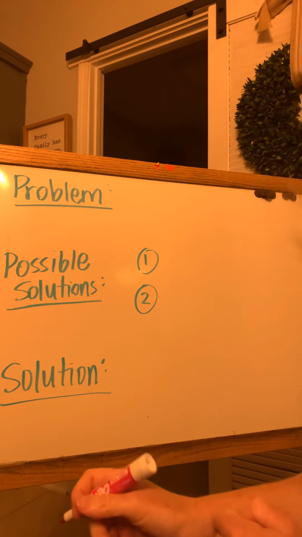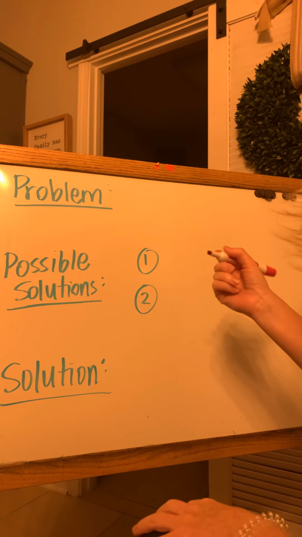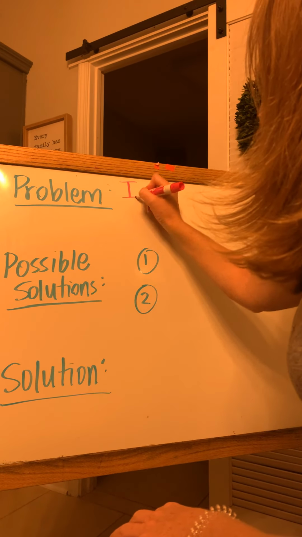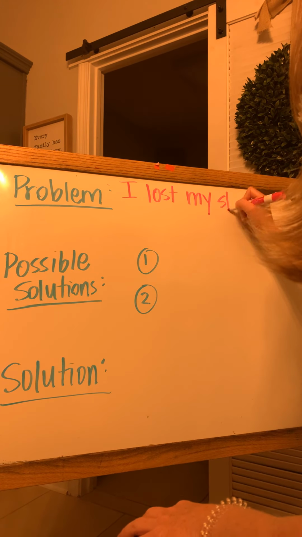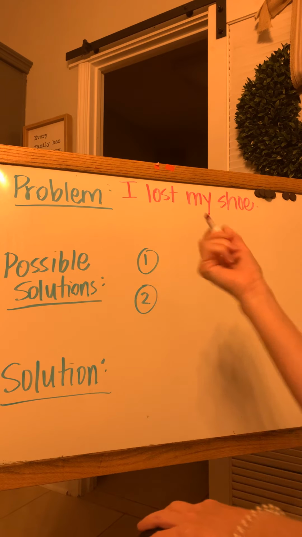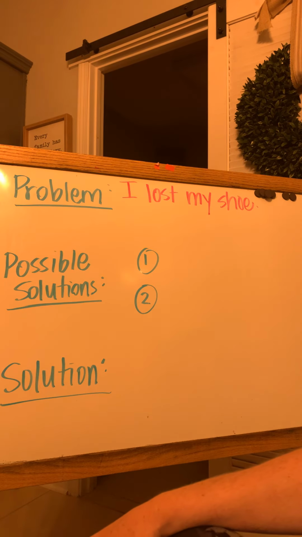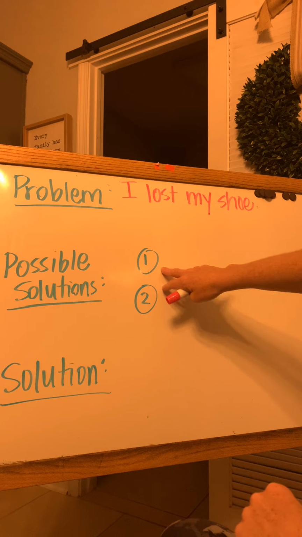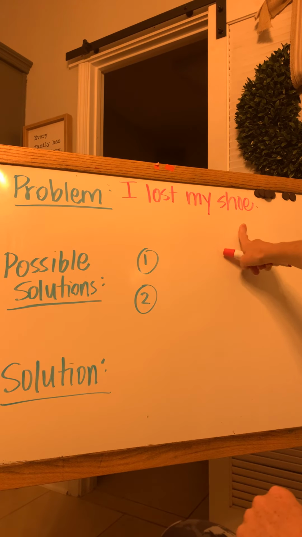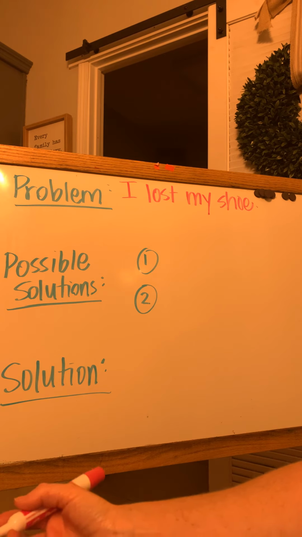Okay, so I've got to come up with a problem. I could have the problem is I lost one of my tennis shoes. Okay, that could be the problem. I woke up this morning and I can't find my shoe. I've got one shoe, but I don't have the other one. And so I have a problem. I have lost my shoe, okay? Now, there are possible solutions. I'm going to come up with two solutions that I could have to this problem, okay? One solution could be that I look all over my house for the shoe.